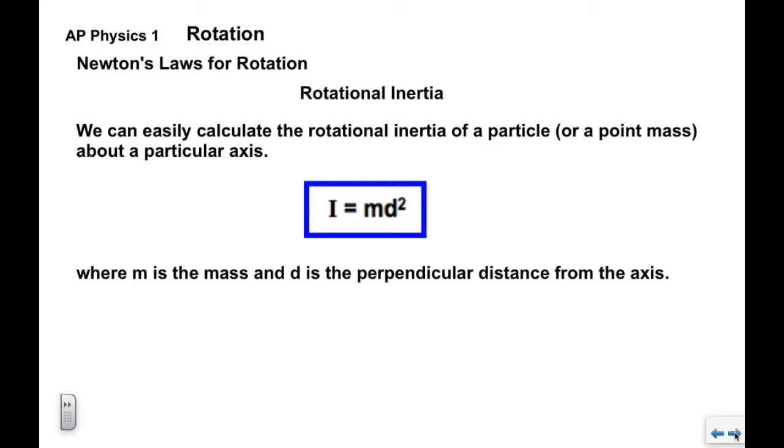Now we got a couple different situations here. We might need to look at the rotational inertia of a particle or a point mass relative to a particular axis. The point mass has a mass m and its distance d from the rotational axis. Very simply, its rotational inertia is m times d squared.